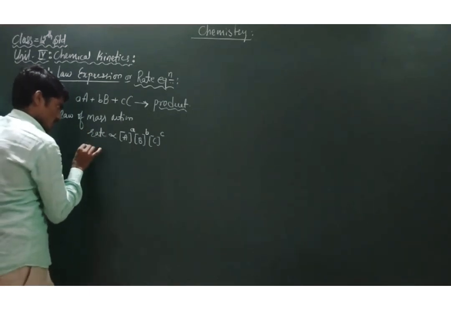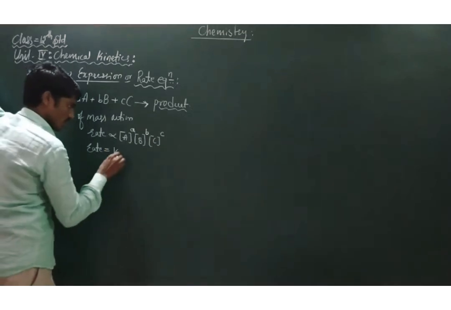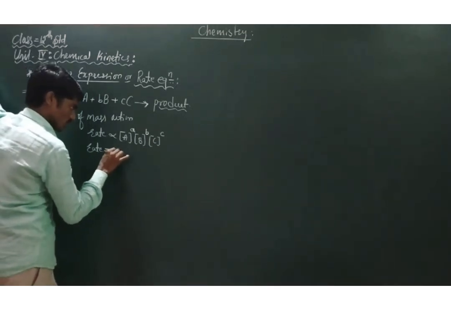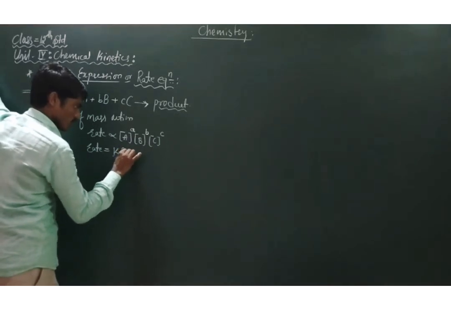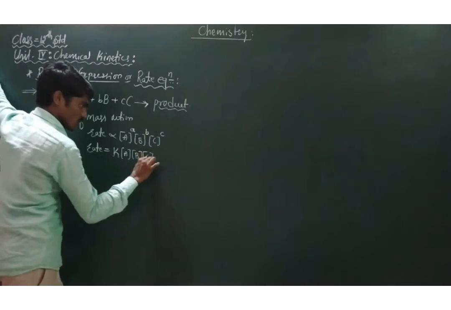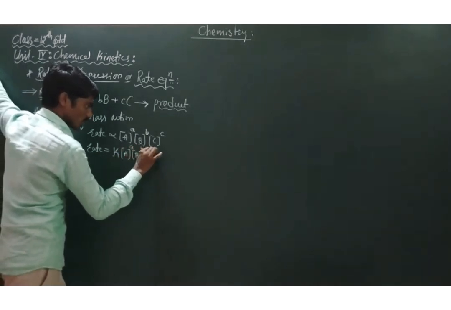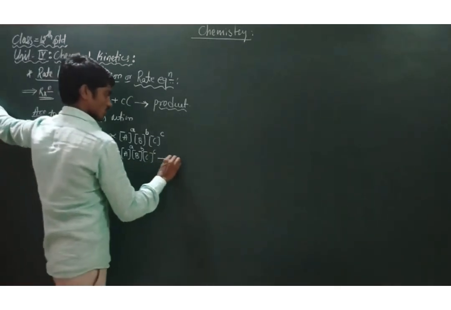Now, if you remove this proportionality symbol, then rate is equal to some constant, known as the rate constant or velocity constant, K, into concentration of A into concentration of B into concentration of C to the power a, b, c respectively. This is equation number 1.